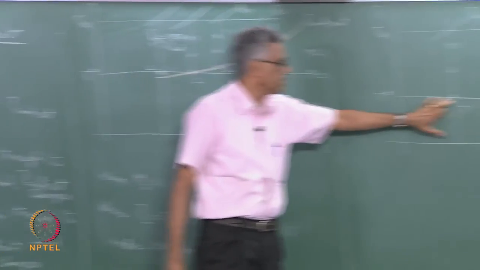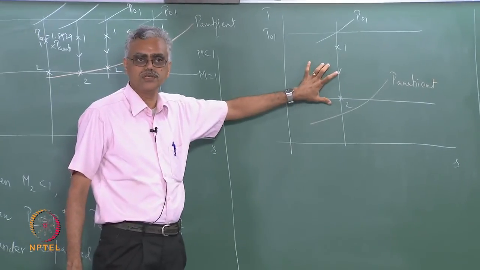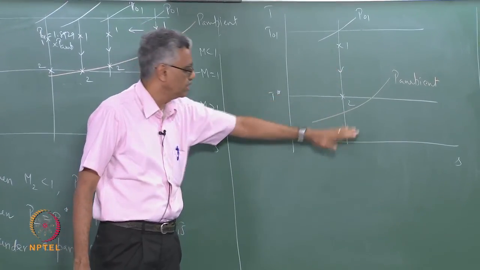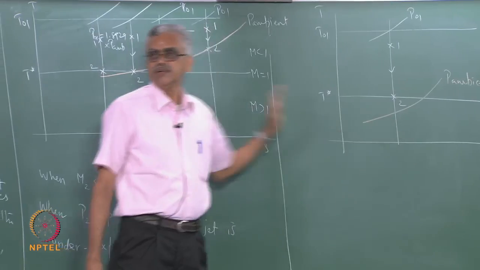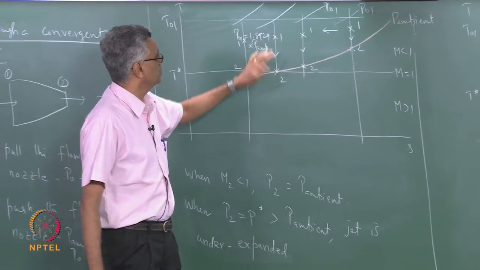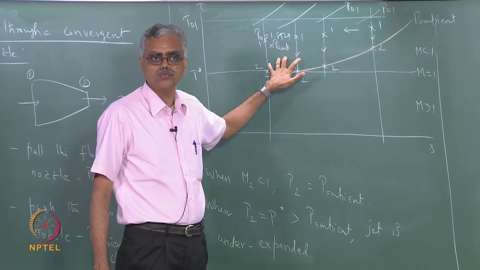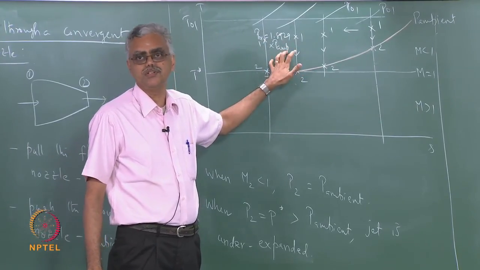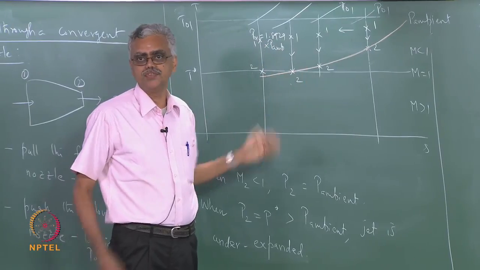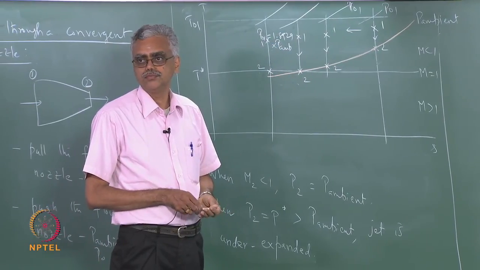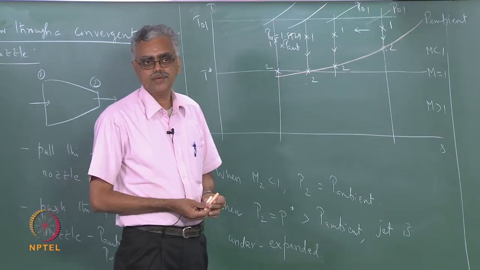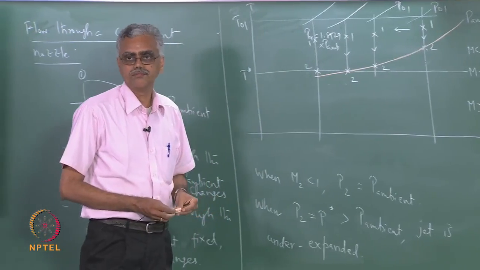Here, after I attain the critical state, the process curve remains the same. I cannot change it anymore by lowering the ambient pressure. Whereas here, I can change the process curve by increasing P0 continuously at will. So mass flow rate can also be changed at will as I keep increasing P0. That is the difference between these two. Okay? Any questions?